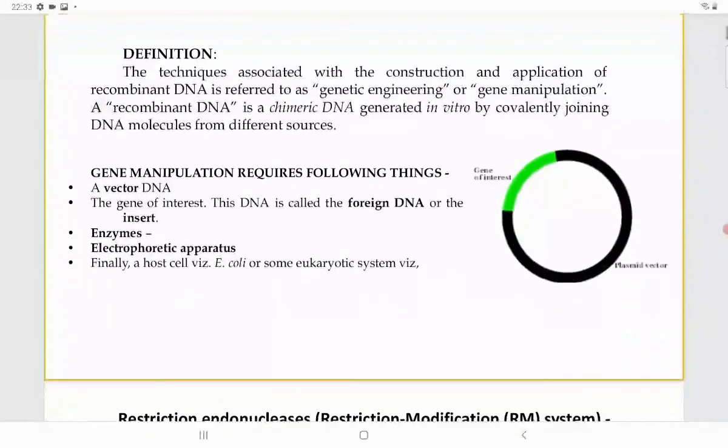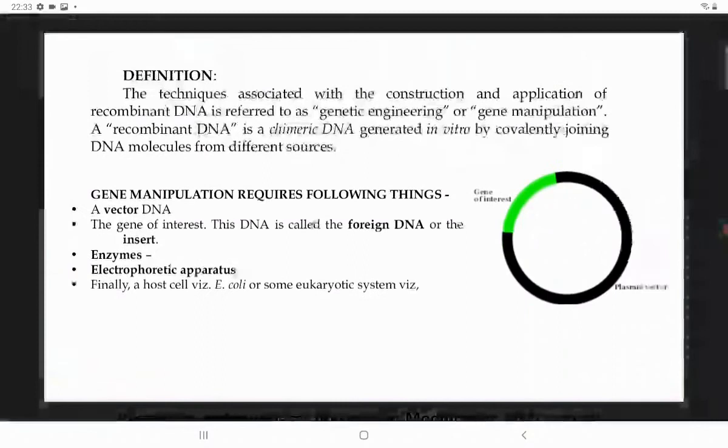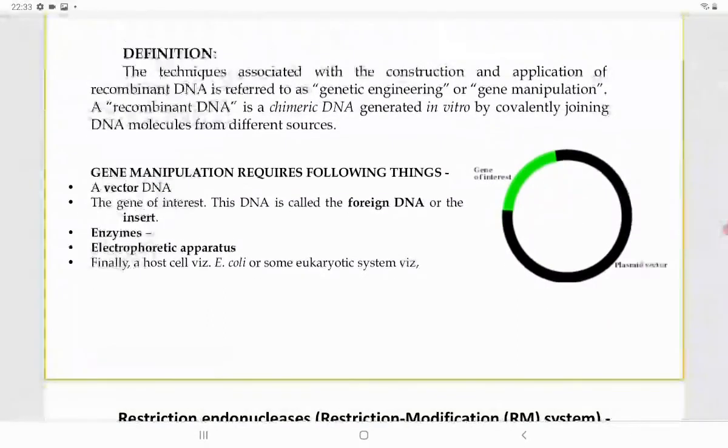So to make a recombinant DNA like this, there are 5 things that are required to be done. The first thing is you need a vector. You need a vector DNA within which you can insert your gene of interest. Secondly, you also need the gene of interest. You also need to know what gene you want to clone and where from you want to obtain it. We call it the foreign DNA or the insert DNA.